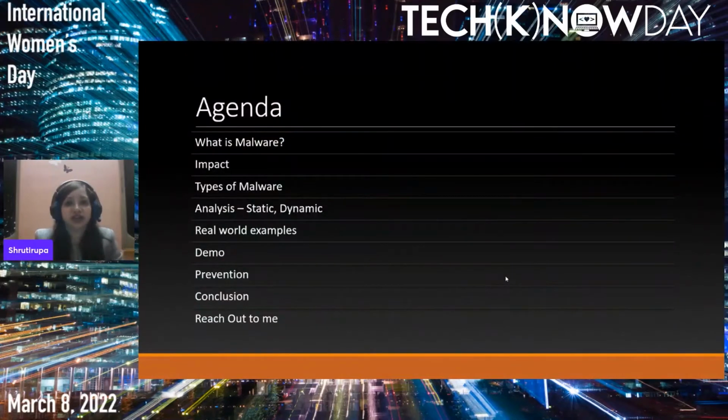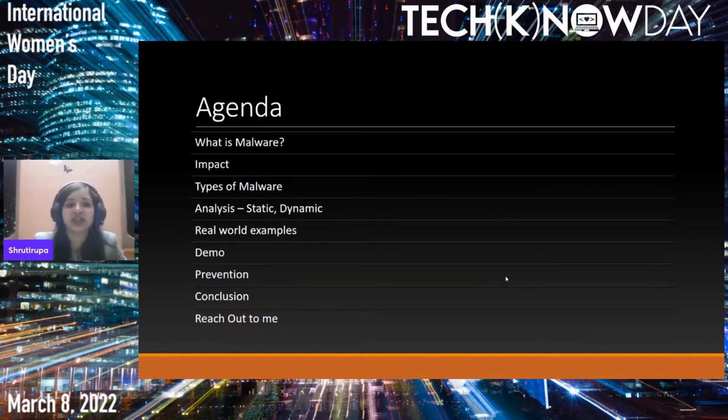So, for today's session, the agenda is very simple. We'll be talking about the simplest of things about malware, and we don't need any technical background related to malware. I'm just focusing it on beginners who want to get their career started in malware research or malware analysis, or someone who is very interested in malware analysis.